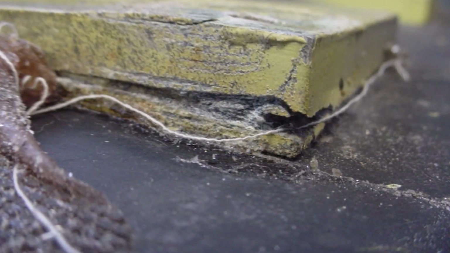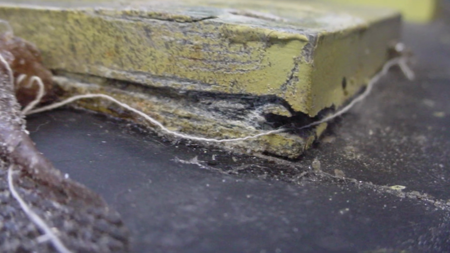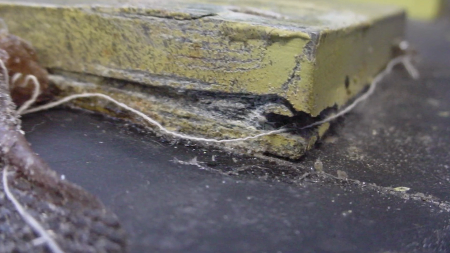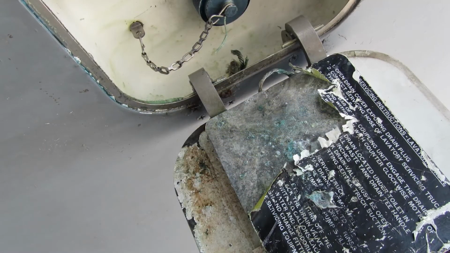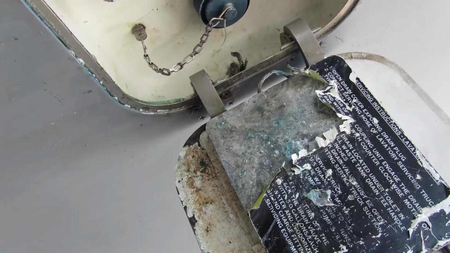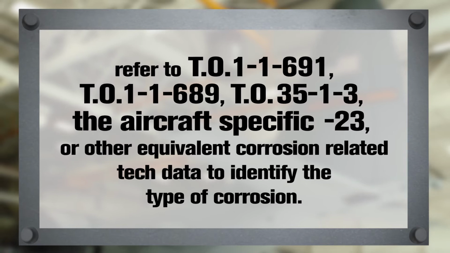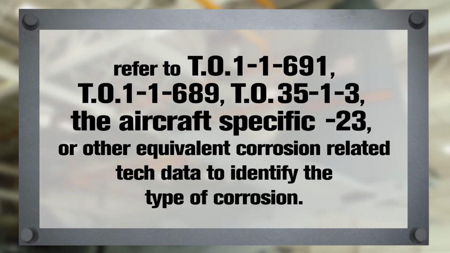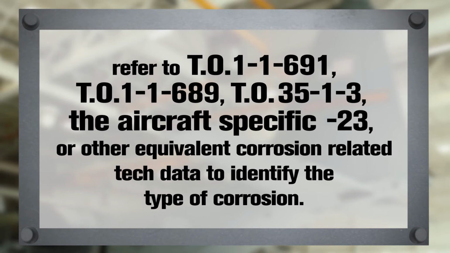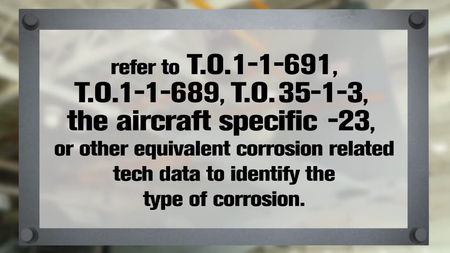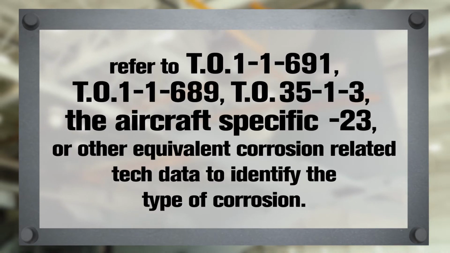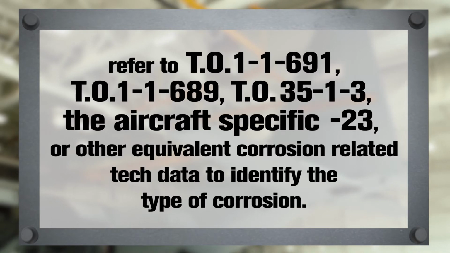Intergranular corrosion may appear as small cracks along the grain boundaries of a metal. Exfoliation is a form of intergranular corrosion caused when corrosion in the grain boundaries builds up and causes blistering and flaking at the metal's surface. If you observe other types of corrosion that you are unfamiliar with, refer to TO 1-1-691, TO 1-1-689, TO 35-1-3, the aircraft-specific -23, or other equivalent corrosion-related tech data to identify the type of corrosion.